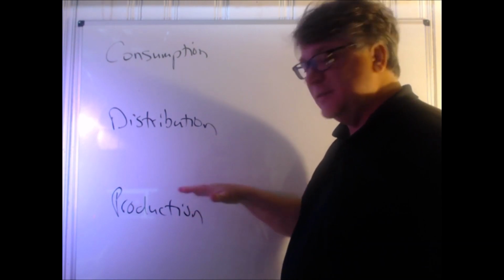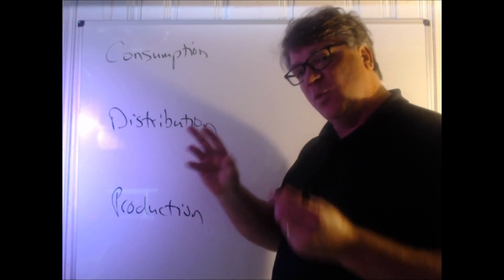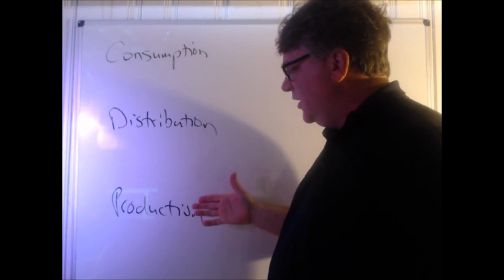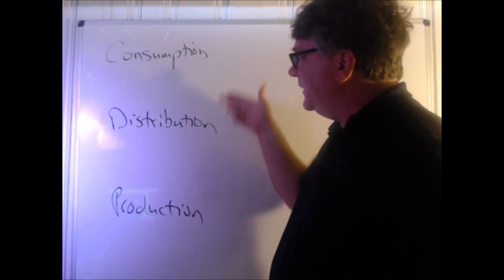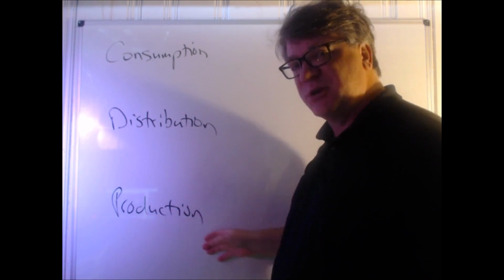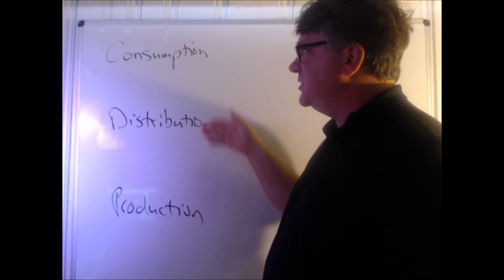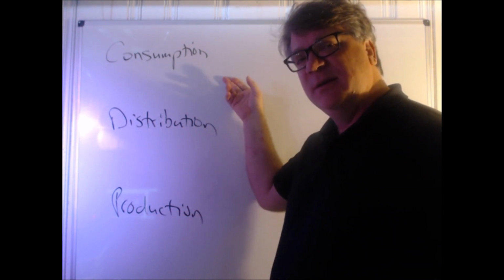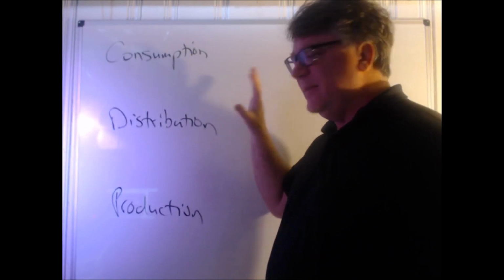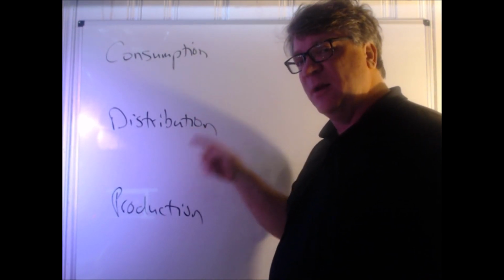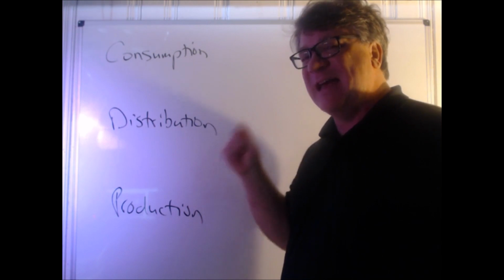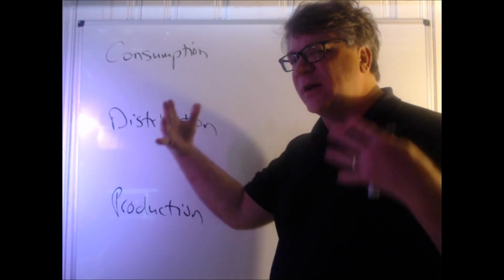But this is a simplified definition, and so what we want to start to think about is what is the type of work that people do. Okay, do you work in production? Do you work in distribution? Do you work in consumption? Now, again, this is a basic definition of the economy. Now, what we also want to talk about is economic activity, okay? And we're going to start connecting some dots here, okay?